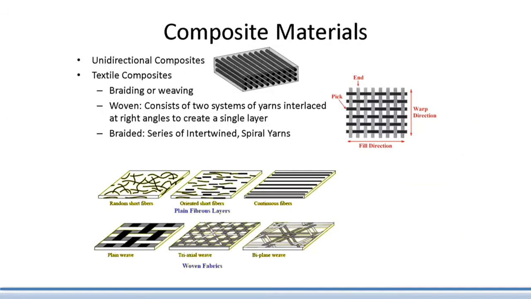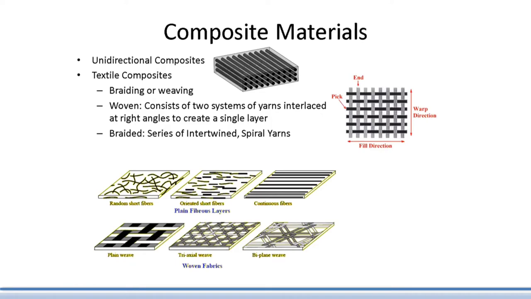For composite materials, I also have unidirectional composites. I have textile composites. And I already talked about this one here. We have random short fibers. We can have continuous fibers. We can have plain weave, which I just talked about. We can have triaxially woven fibers, with fibers going in three directions. And they have the biaxial weave, which also has several fibers going in various directions. But generally speaking, the composites you're going to see the most in a lot of the applications are going to be continuous fibers, plain weave, these kinds of fibers.